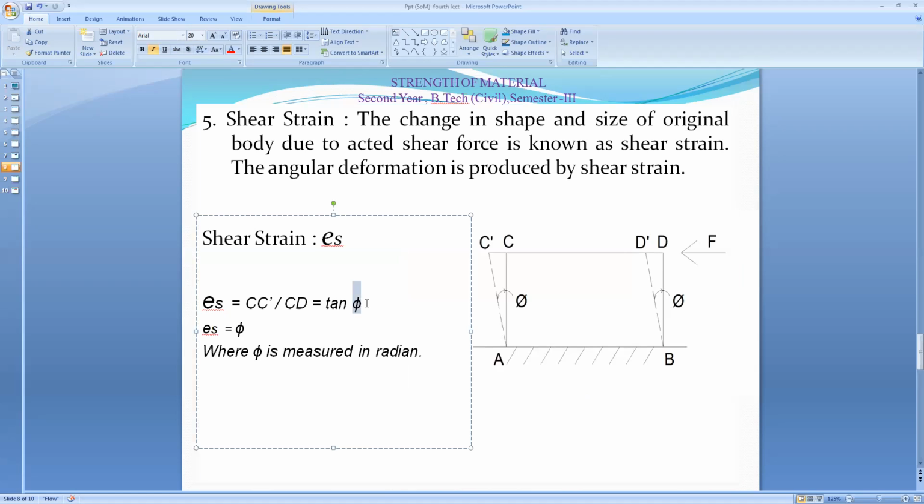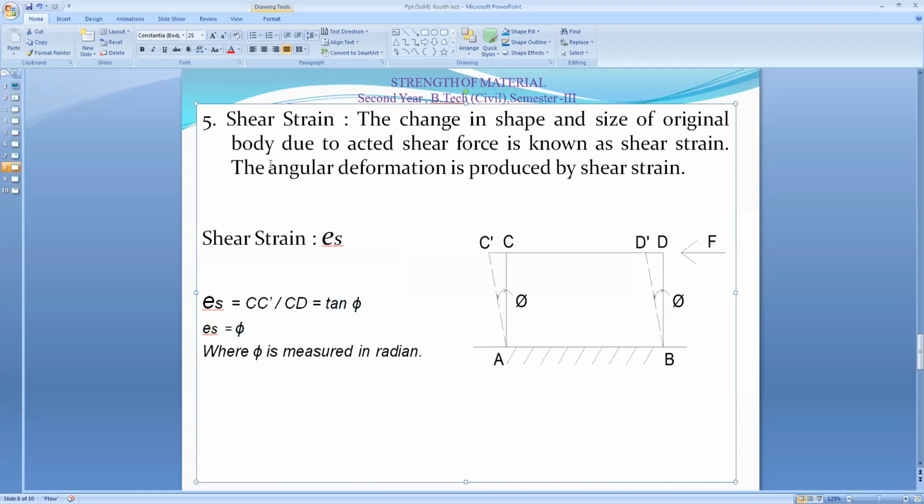As the amount of tan is very negligible, having a very small amount, instead of taking the tan, we can take phi directly. So the shear strain ES is equal to phi, we take it directly.